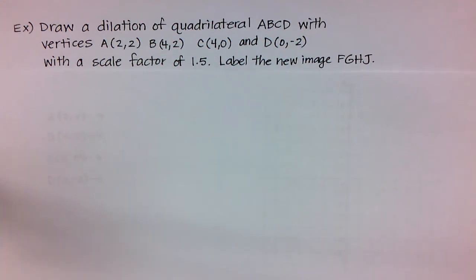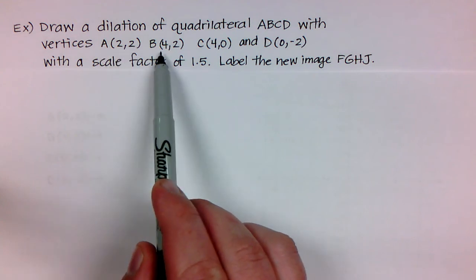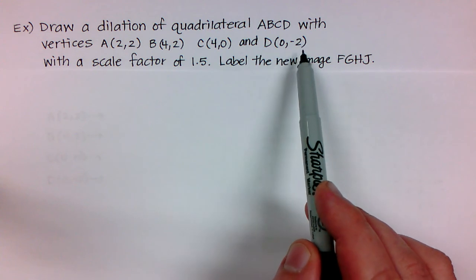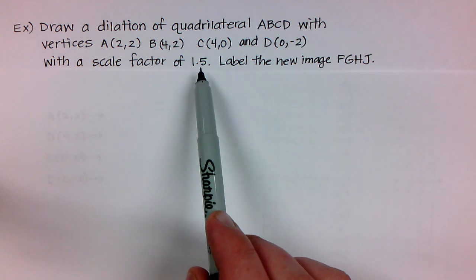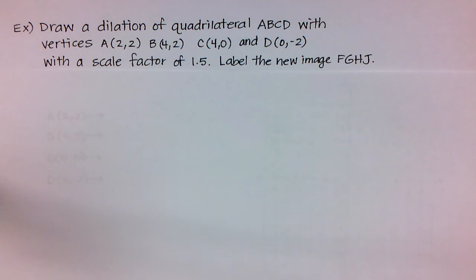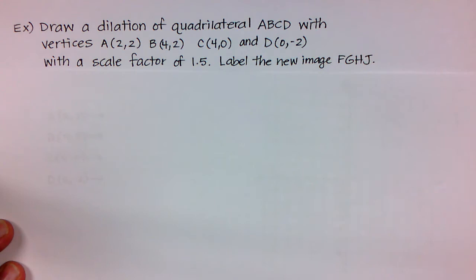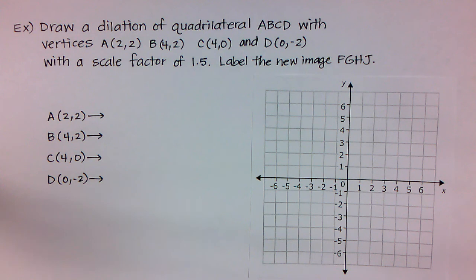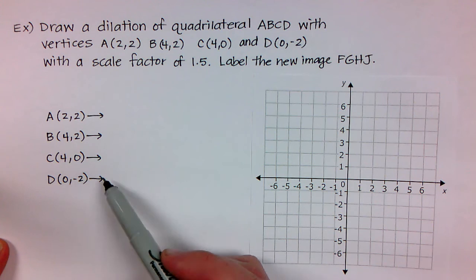Our first one says, draw a dilation of quadrilateral ABCD with these 4 different vertices. A is (2, 2), B is (4, 2), C is (4, 0), and D is (0, -2). We're also told that the scale factor is 1.5. Since that's bigger than 1, we know it's going to be an enlargement. And then in the end, we're going to label the new image FGHJ. I have for us a blank coordinate plane, and first, we need to figure out what the new points will be of the new image.